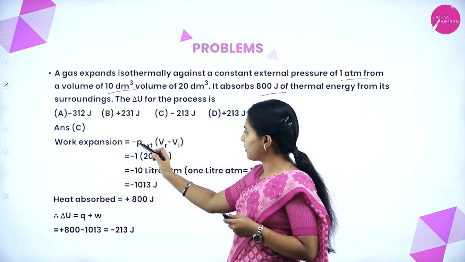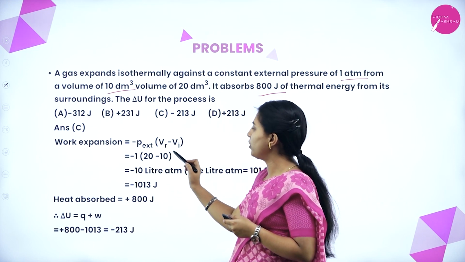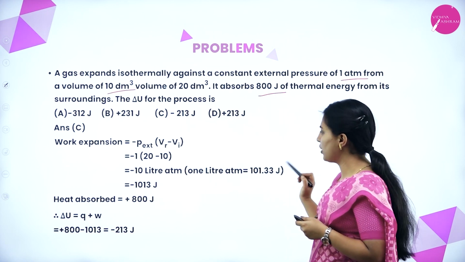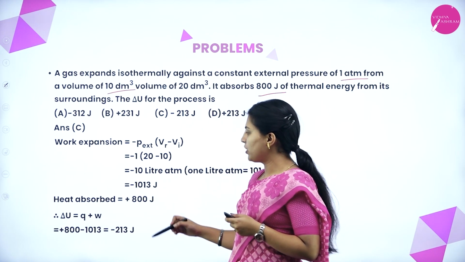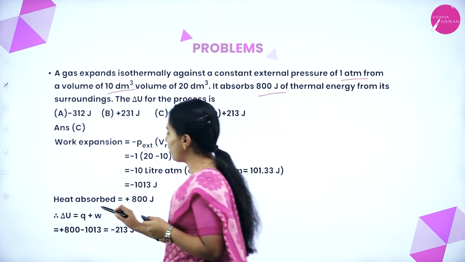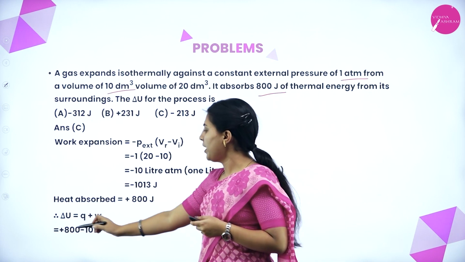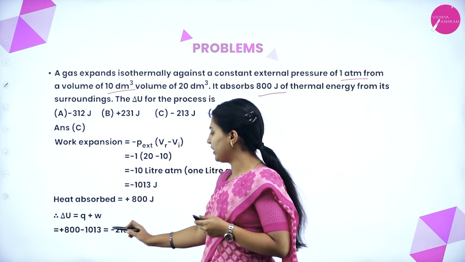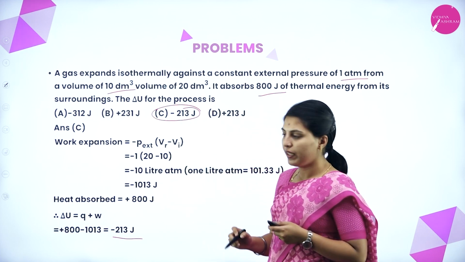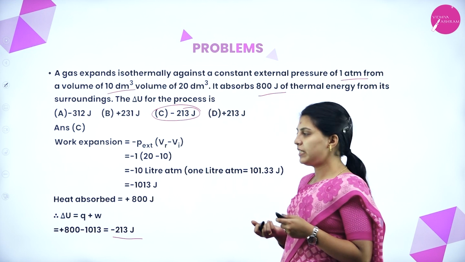It is again work of expansion, minus P external into V final minus V initial, minus 1 into 20 minus 10, that is 10 liter atmosphere, where 1 liter atmosphere equals 101.3 joule, means overall minus 1013 joules. Heat absorbed means plus, so it will be 800 joule. Delta U equals Q plus W, because heat is absorbed by the system, that's why plus 800 minus 1013 equals minus 213 joule, that is answer C. Here the sign conventions we have to note: heat absorbed means positive, heat liberated means negative.